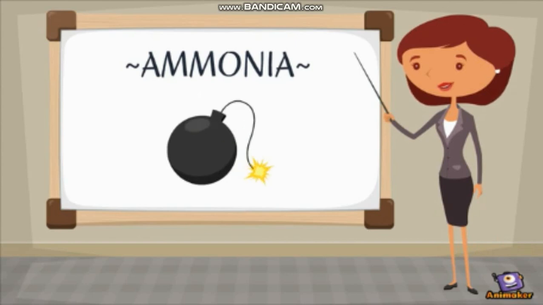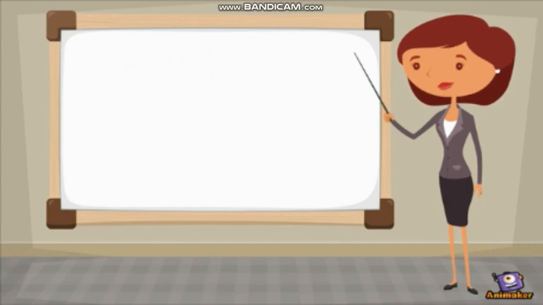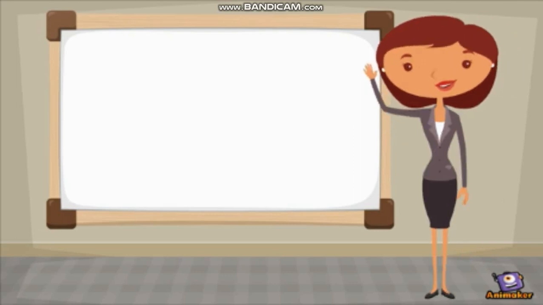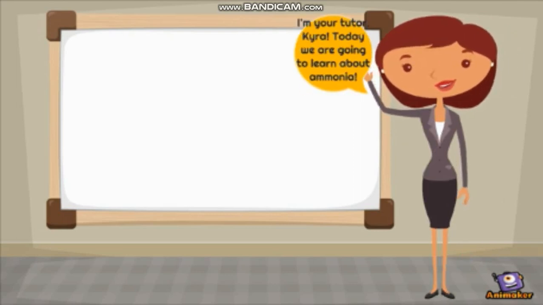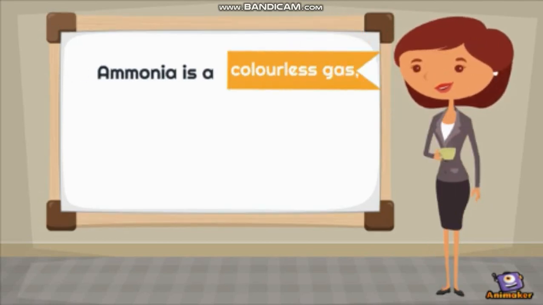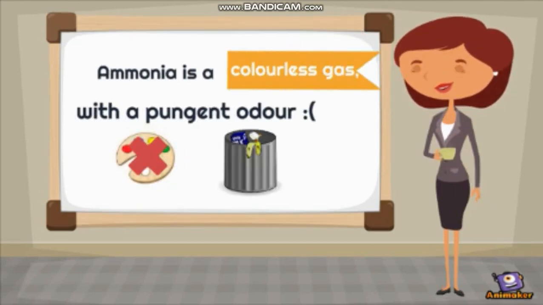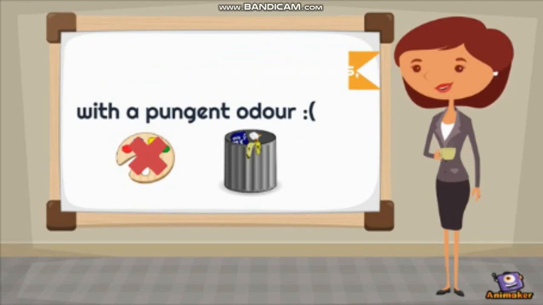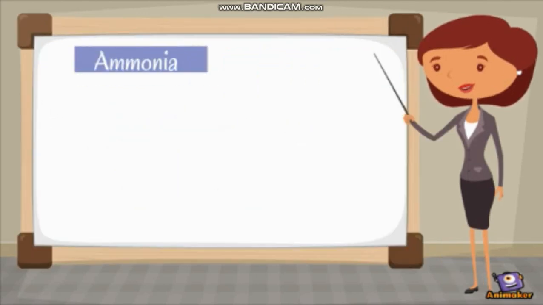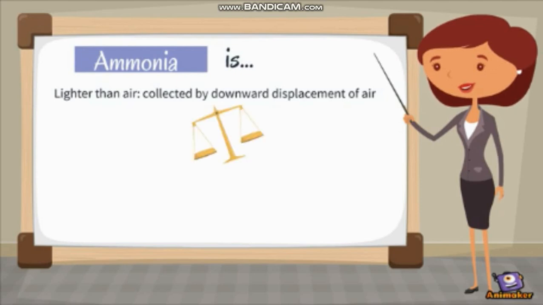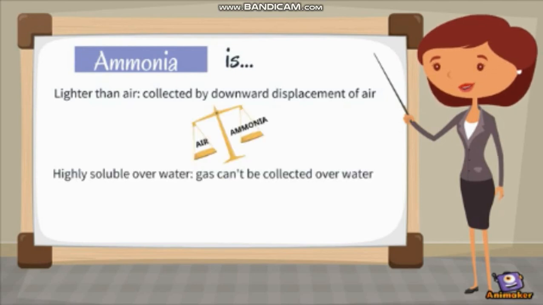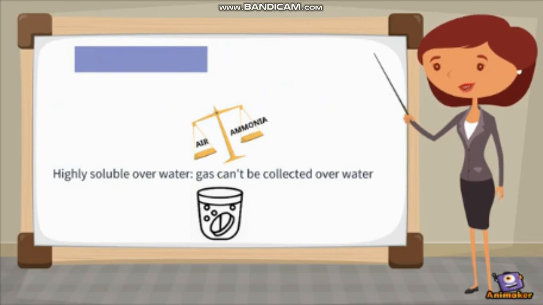Ammonia. Ammonia is a colorless gas with a pungent odor. Ammonia is lighter than air. It is collected by downward displacement of air. It is also highly soluble in water, so the gas can't be collected over water.